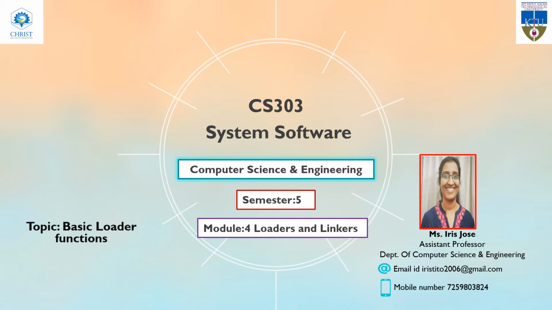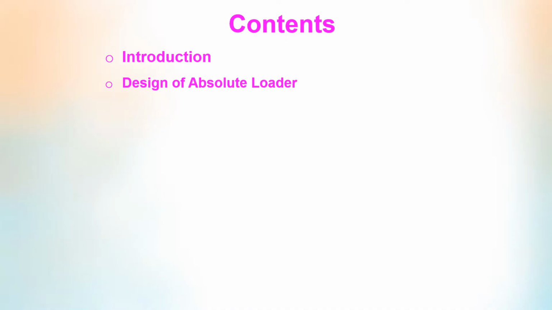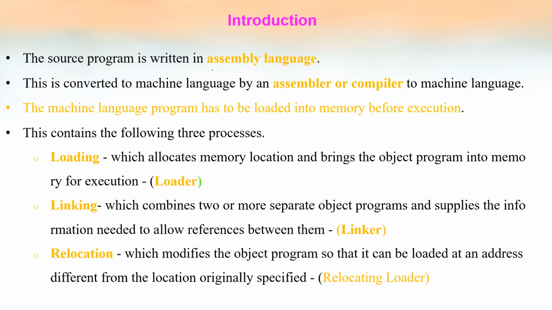Hi everyone. In this video, we can start with the fourth module, loaders and linkers. We can discuss an absolute loader. The source program is written in assembly language, which means the input is in assembly language. The assembler converts this assembly language program into machine language. So the output of the assembler is machine language.